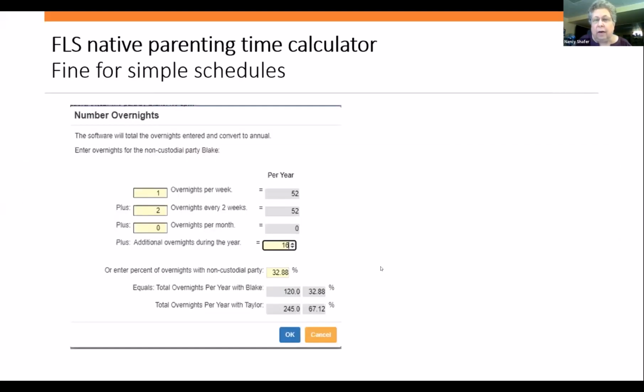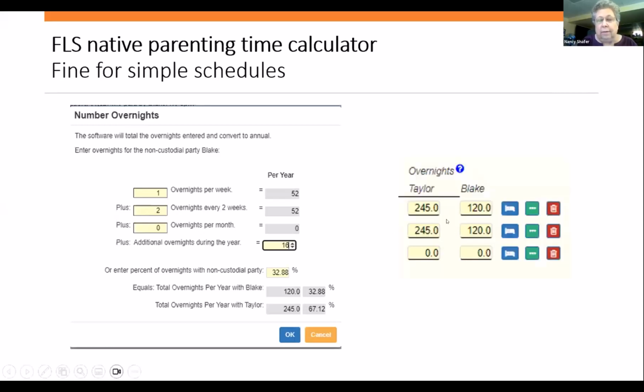We now have the Family Law Software calculator on the screen here, and you will see that you can put in the number of overnights per week, the number of overnights every 2 weeks, the overnights per month, and then you will find that we total it and it carries over into the data entry. So this is a little pop-up.